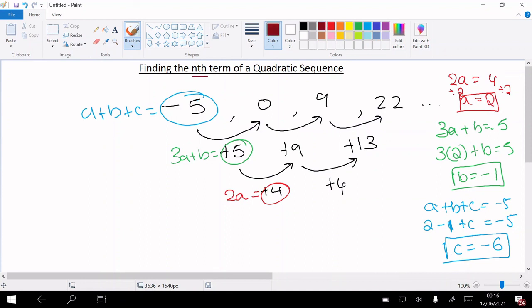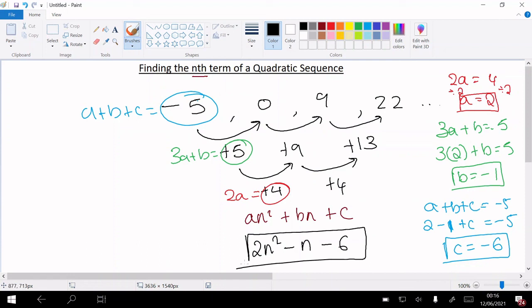Next step, write down the general form, an squared plus bn plus c, and then sub in the values of a, b, and c, and you should get 2n squared minus n minus 6, and that's it. So you have solved the question. Of course, if you need practice, keep on practicing until you get it, or if you are doubtful of the topic, please feel free to rewind and watch the first and second examples again.